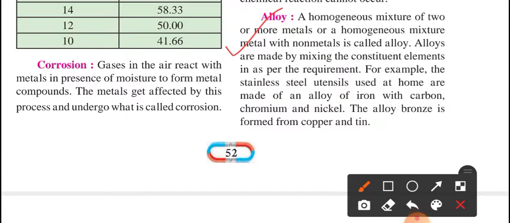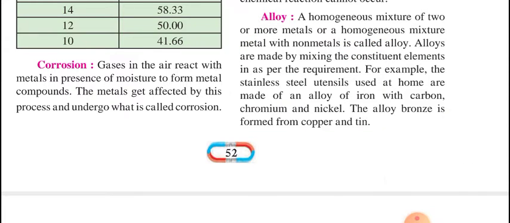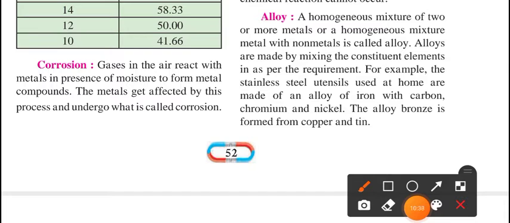Next is alloy. A homogeneous mixture of two or more metals, or a homogeneous mixture of metal with non-metal, is called an alloy. Means it will be a mixture of metals and non-metal. Alloys are made by mixing the constituent elements as per the requirement. If you need a mixture of a metal and non-metal, it is up to your requirement, and as per the requirement the mixture gets formed. For example, stainless steel utensils at home are made of an alloy of iron with carbon, chromium and nickel.